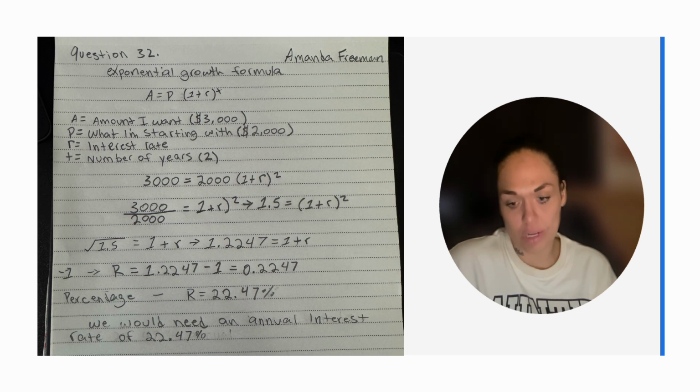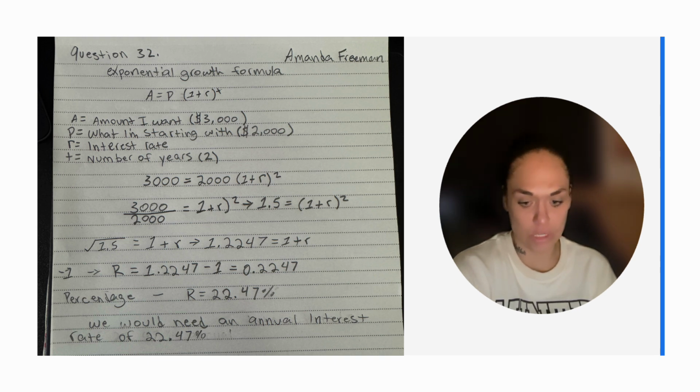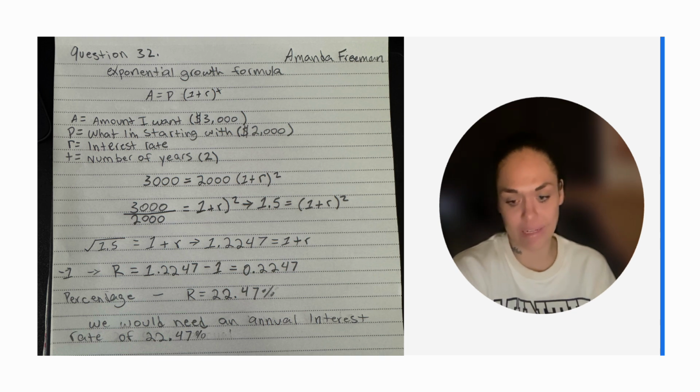then I subtracted 1 from both sides, and it gave me R equals 0.2247, which means I'd need about a 22.47% interest rate every year to grow my 2,000 into 3,000 in 2 years.